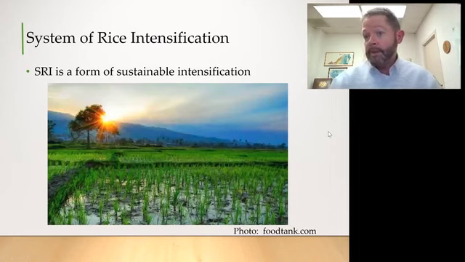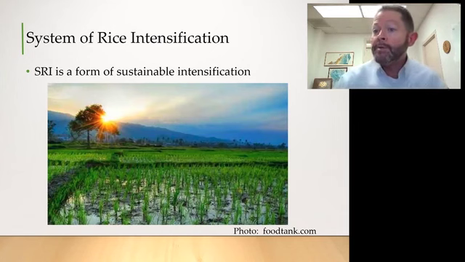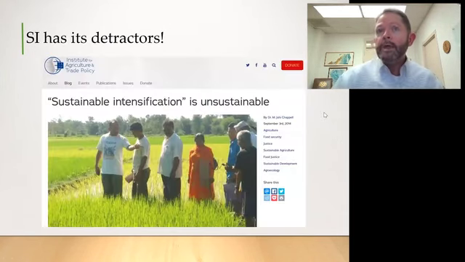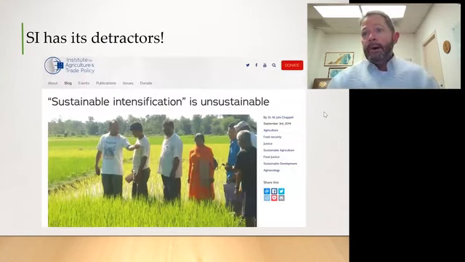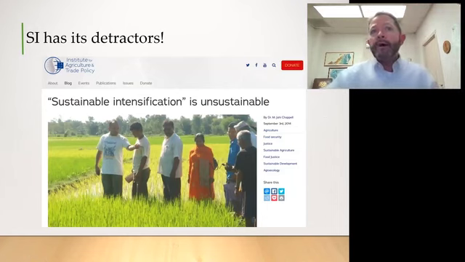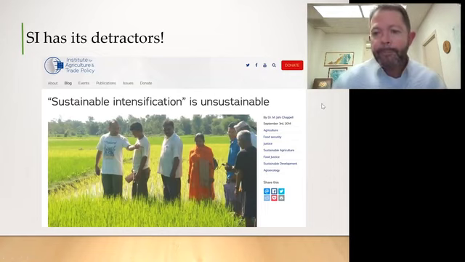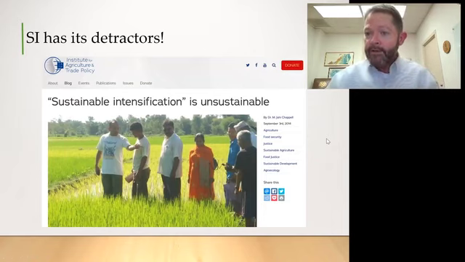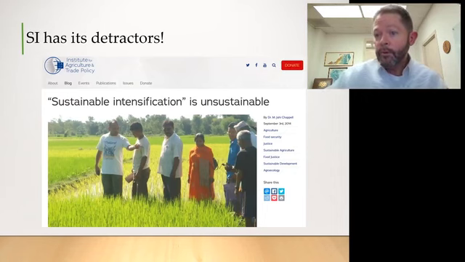The system of rice intensification is a form of sustainable intensification that I imagine many of you are aware of. It has its critics. I just copied this from a website that says that sustainable intensification is unsustainable. We don't have time for that discussion here, apparently. But again, I count myself as a proponent of sustainable intensification. But the way to do that is not the same everywhere. It needs to be tailored to individual environments and circumstances.